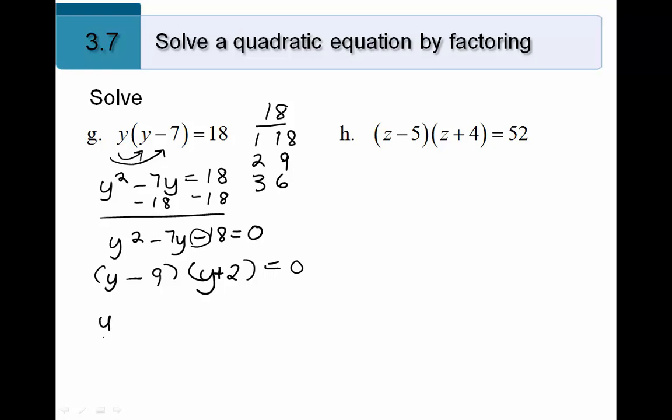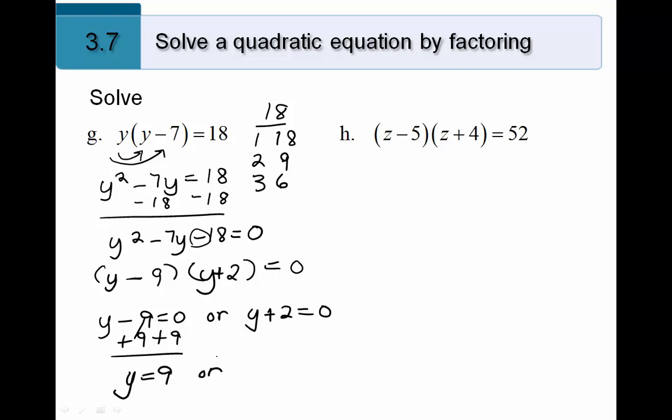So that means either y minus 9 is equal to 0 or y plus 2 is equal to 0. So here I'm going to add 9 to both sides to get my y alone. So y can equal 9. Or here I can minus 2 on both sides to get my y alone. So y also can equal negative 2. So my solutions are 9, negative 2.